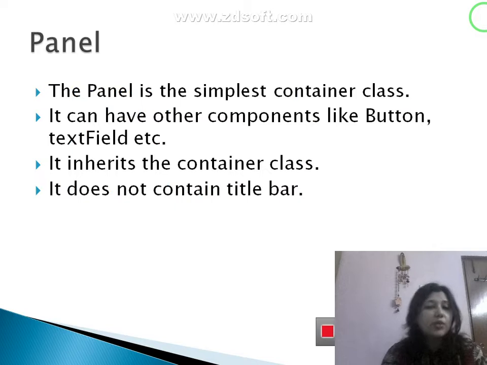Now another important container is panel. Panel is the simplest container. It can have other components also, like button, text field, etc. It inherits the Container class. It does not contain any title bar. So this is the difference between a frame and a panel.